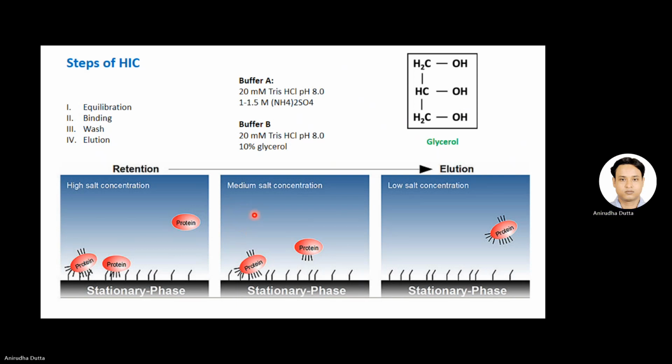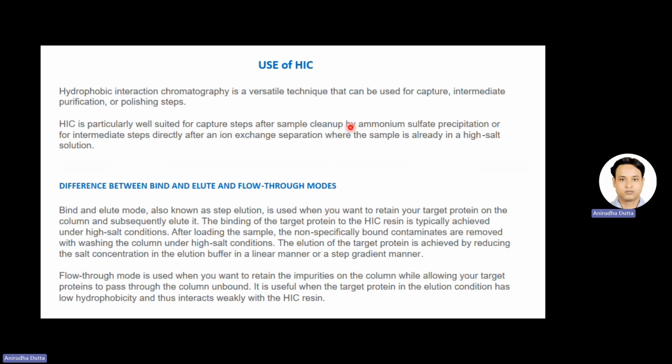And what are the uses of hydrophobic interaction chromatography? This is a versatile technique. You can use it for the capturing stage, the intermediate stage, as well as the polishing step. If you remember, we have discussed product related impurities. These are altered proteins of our interest, maybe denatured or partially unfolded protein that might not have exact biological function.